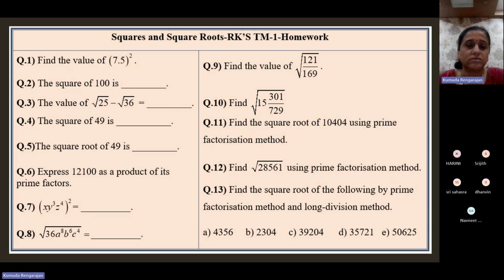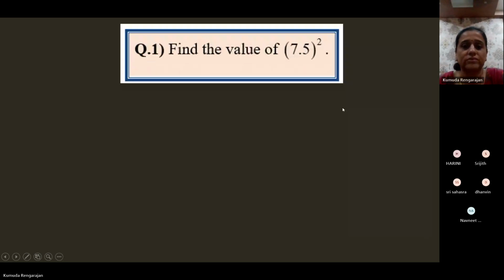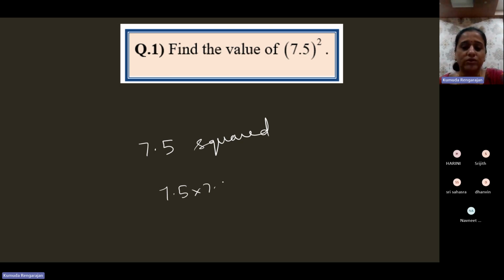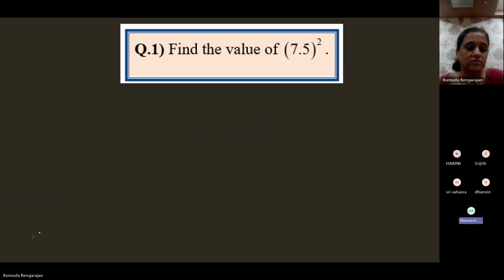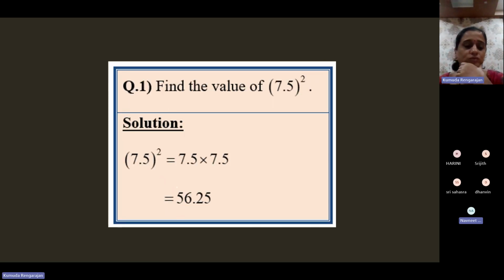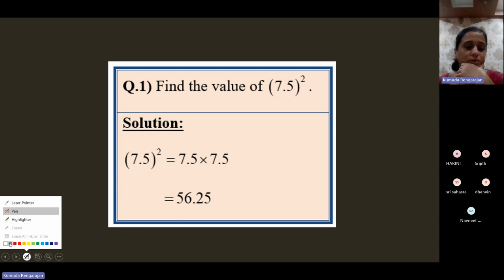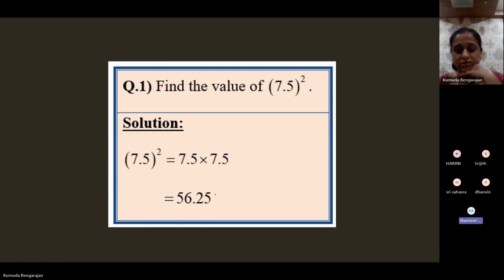So the first one, find the value of 7.5, the whole square, or 7.5 squared, which means 7.5 into 7.5, right? So what's the answer? Ma'am, 56.25. Ma'am, can we note it?